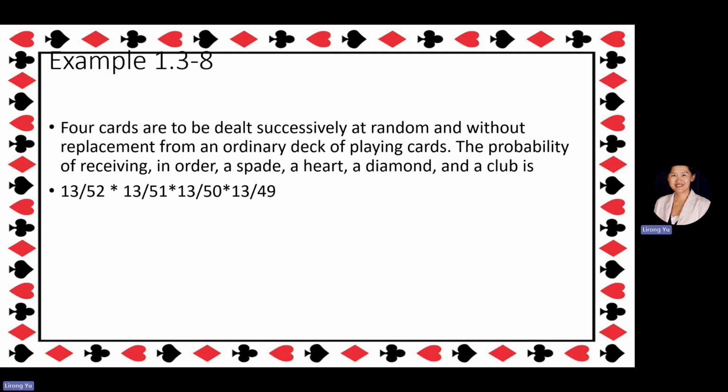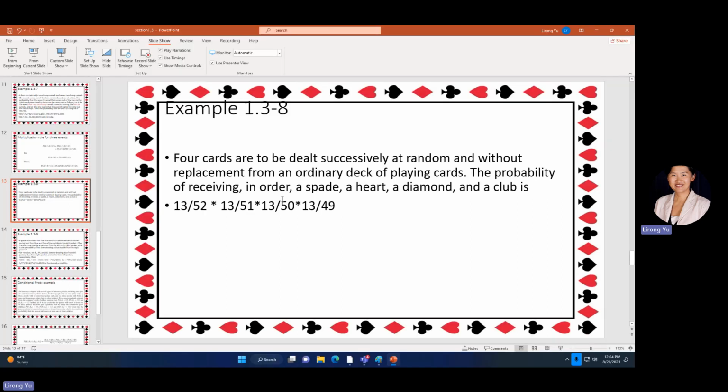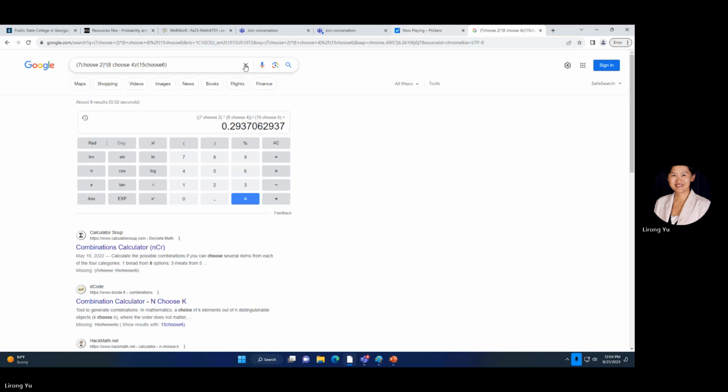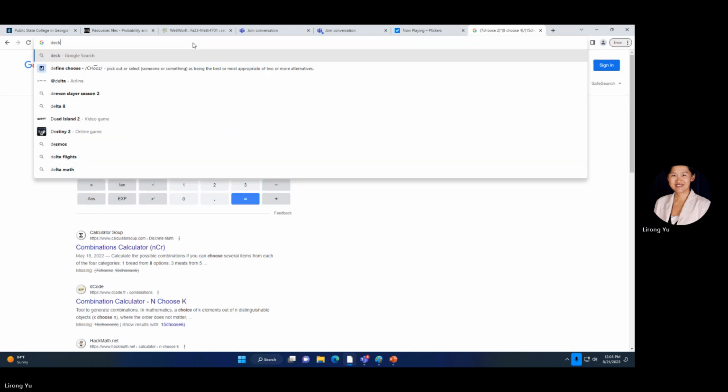Let's look at an example. 4 cards are to be dealt successively at random. A deck of cards has 52 cards. The probability of receiving in order a spade, a heart, a diamond, and a club is the following. You can look at a deck of cards. Whenever I'm confused, I'll just go ahead and look at a picture.